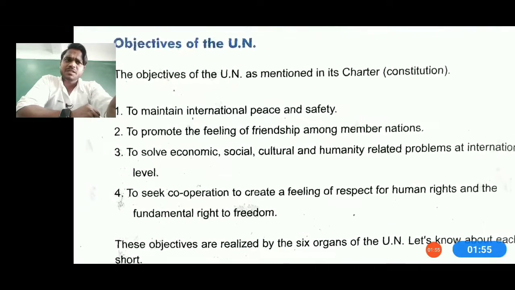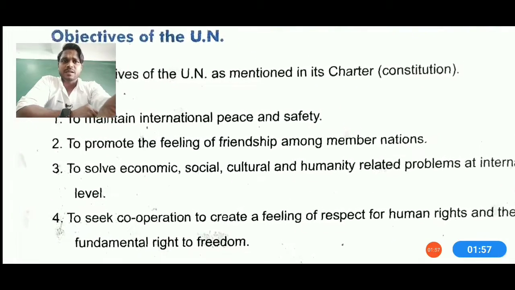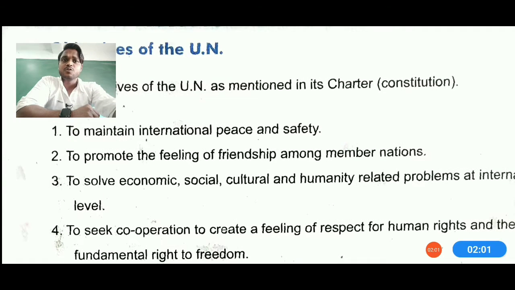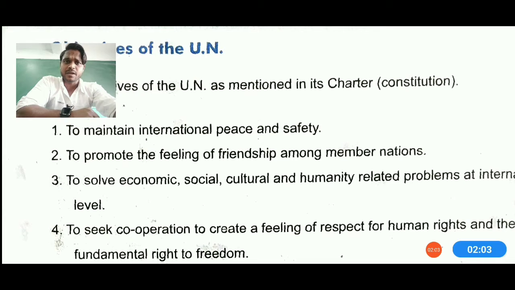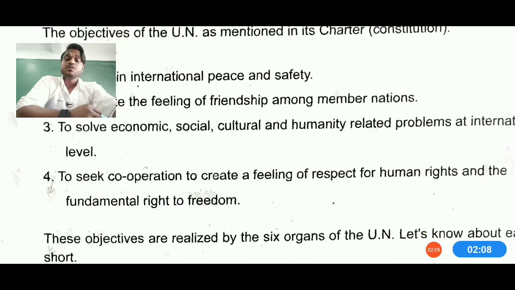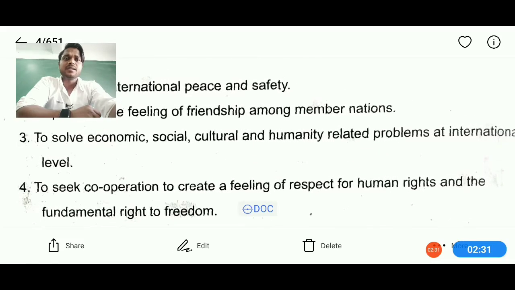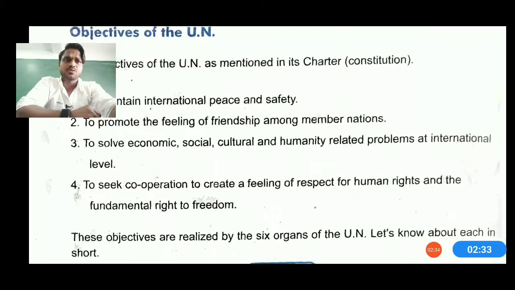Now, what are the objectives of the UN? The objectives of the UN, which are also mentioned in the Charter of the UN Constitution, are to maintain international peace and safety. Okay, then to promote the feeling of friendship among the members, and to solve economic and finance related problems, where countries are suffering from a pandemic situation or whatever the condition is, the UN is ready to help. As well as the UN's participants are also ready to help other countries. So that's how to solve the problems.